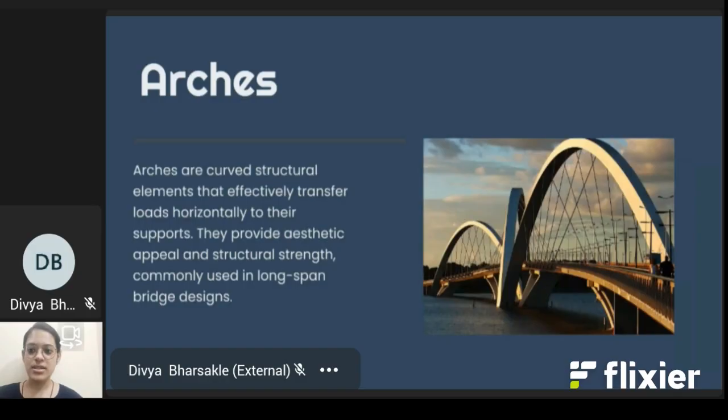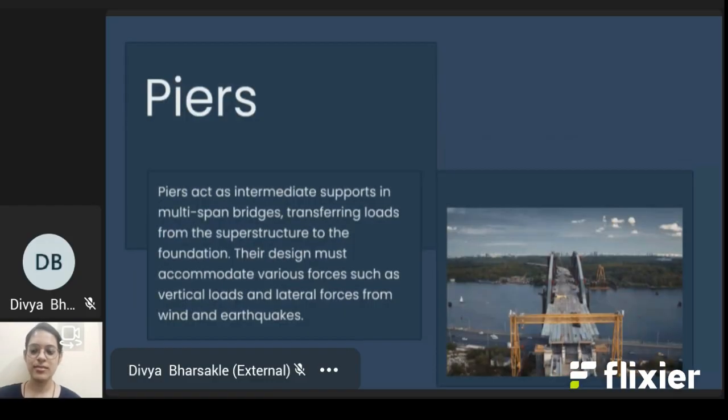Then the arches are usually curved structural elements as you can see in the image. They efficiently transfer loads horizontally to their supports. They are usually used for aesthetic and structural strength and commonly used for long span bridge design. Now coming forward to the piers, they are the immediate support in multi-span bridges, transfer load from superstructure to foundation, and this kind accommodates various forces including wind and earthquakes.